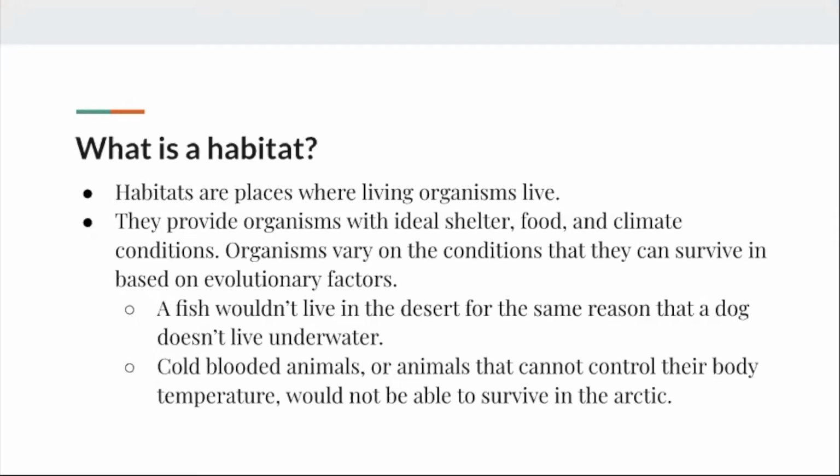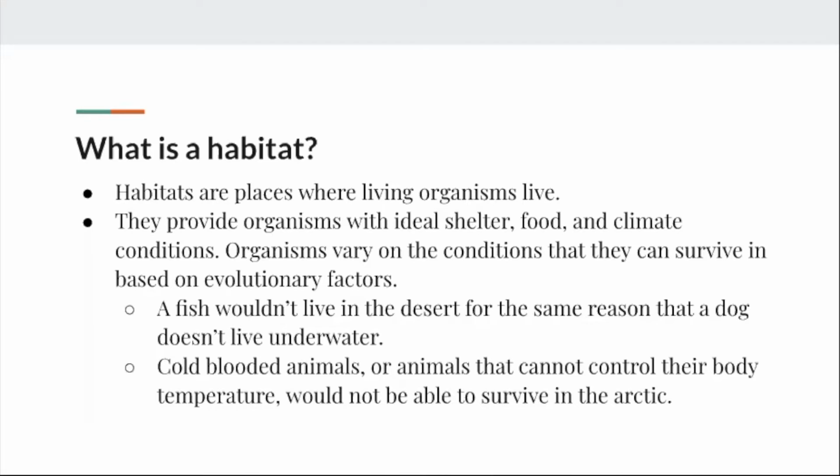So just like us humans, we have our ideal shelter, which is our house, our ideal food, which is the kind of foods that we like and eat, and the climate, which is around 75 degrees, where you don't need a coat and you're not sweating a lot. Organisms have these ideal places as well, and they find these in their habitat.